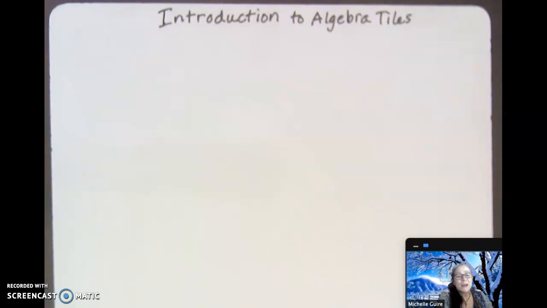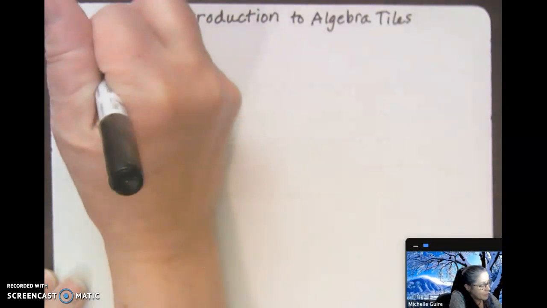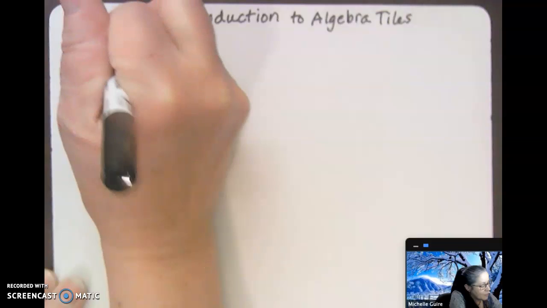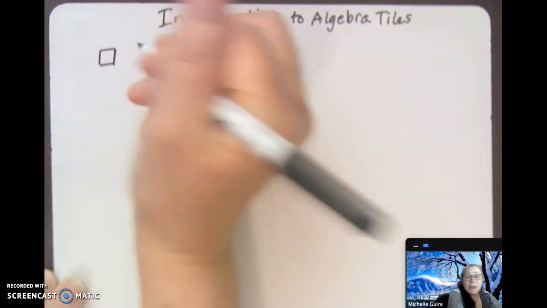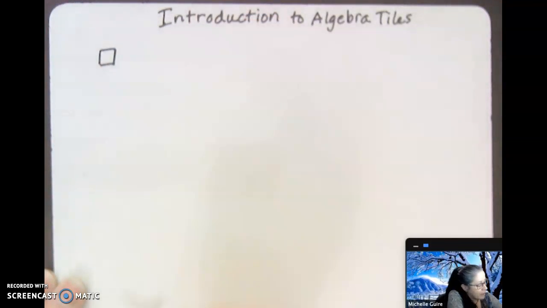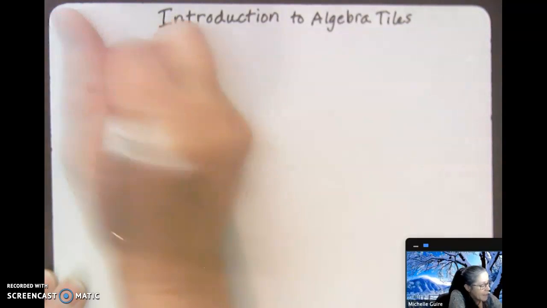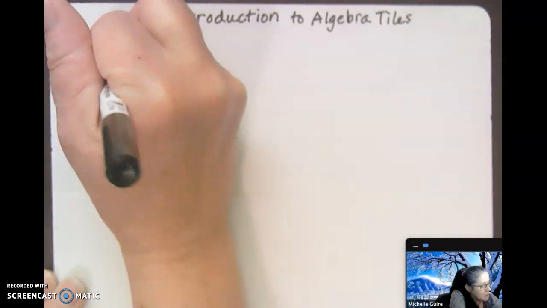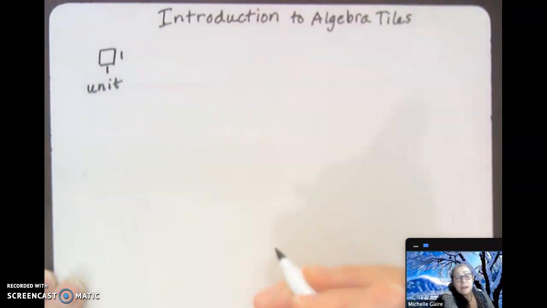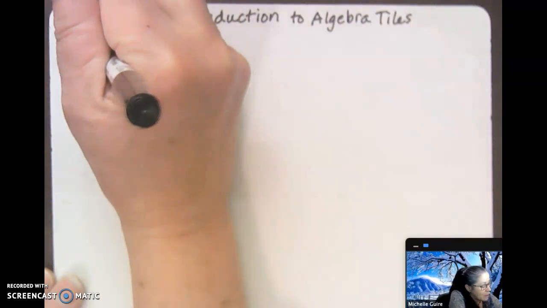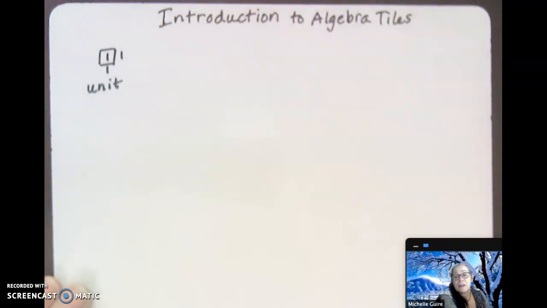All right, so the first thing we're going to do is draw a tiny square on our paper. We're going to call this the unit square. And this is a 1 by 1 square. And the area of this square is 1 because 1 times 1 is 1. So this is your unit tile.